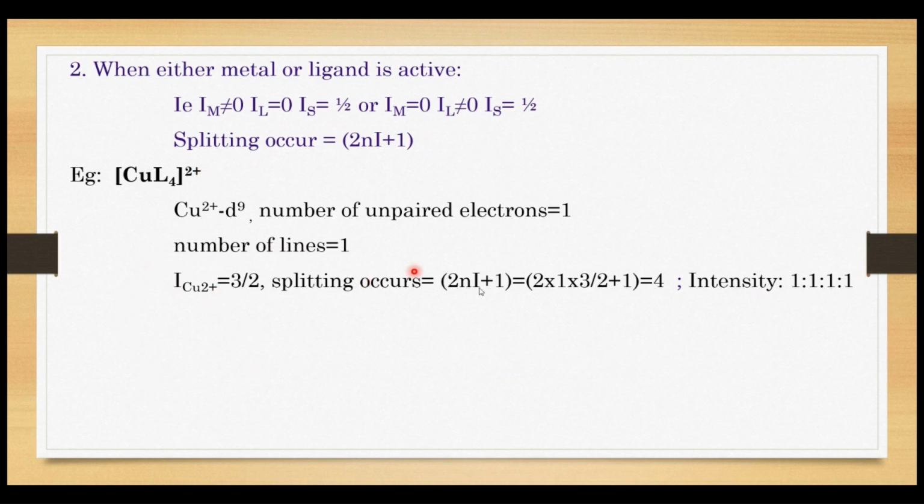Here metal is active, ligand not active. Here we are getting 4 lines and the intensity is according to non-Pascal triangle.